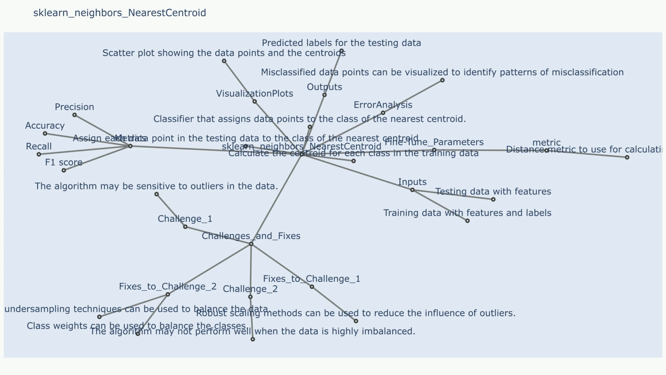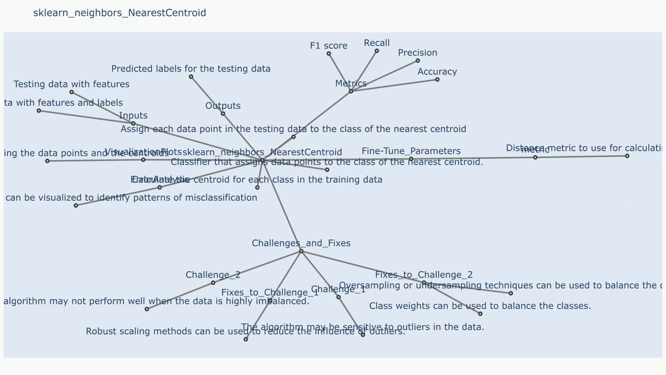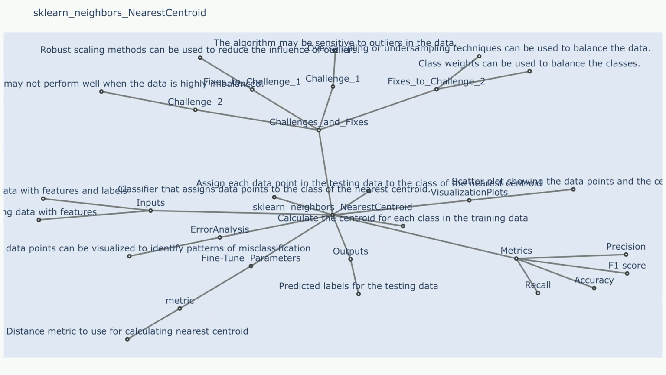Inputs: X, the training input samples as a 2D array of shape n_samples, n_features. y, the target values as a 1D array of shape n_samples. Outputs: self, the fitted nearest centroid object. predict(X), the predicted class labels for the input samples X.